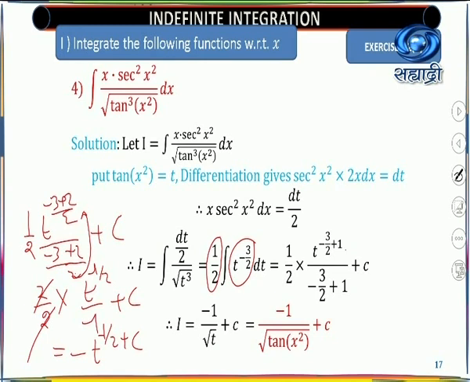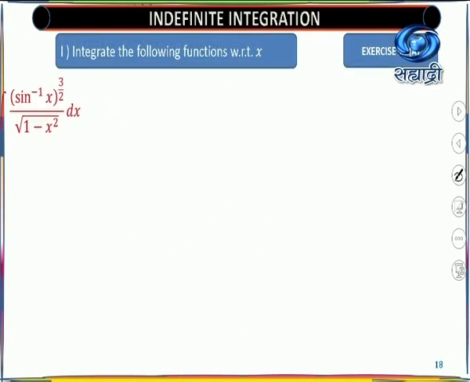Take this minus half to the denominator. You will get minus 1 upon t raised to half plus constant of integration, and therefore minus 1 upon root t plus constant of integration. Now by re-replacing the value of t, that is tan of x square, you will get minus 1 upon root tan x square plus constant of integration. So this is the simplification of the fourth question. It looks complicated, you have so many calculations, but it's the easiest question.